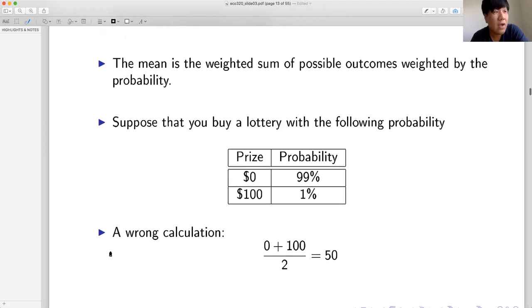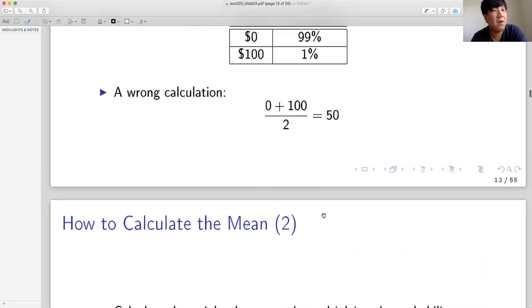The wrong calculation would be, okay, we have two samples, so we add 0 plus 100 and divide by 2, so $50. No, that is not true, because we need to take this probability into account. Do you remember, or have you learned how to calculate the average when you have probabilities? Okay, I'm going to show you.